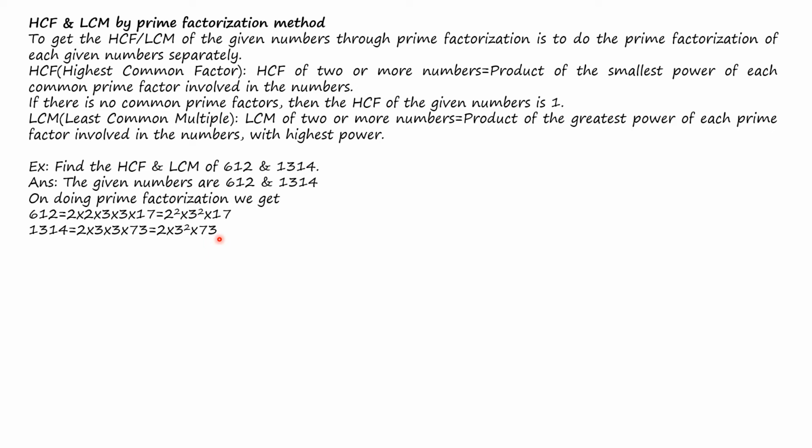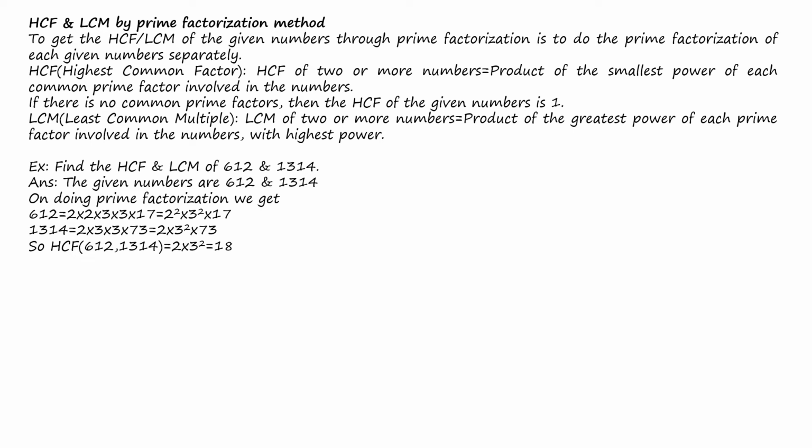So it is clear, if we go by the definition, HCF is nothing but the smallest power of each common prime factor involved in the numbers. That means if we take HCF, it is nothing but 2 into 3 square. Let's see what the HCF is. The HCF is 2 into 3 square, which is equal to 18.